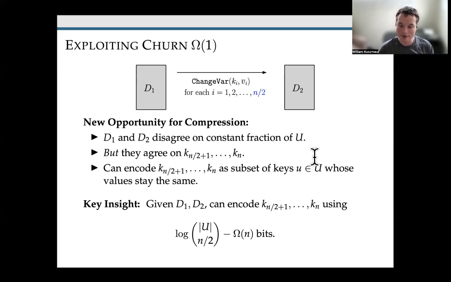So by representing this half of the keys as a subset of the smaller universe, the takeaway is that if we were given the data structures D1 and D2, we could actually encode this part of the key set, again, the half of the keys whose values we didn't change. We could encode those keys using a number of bits that is omega of n smaller than the normal number of bits that it would take to encode those keys. So that's our compression opportunity.